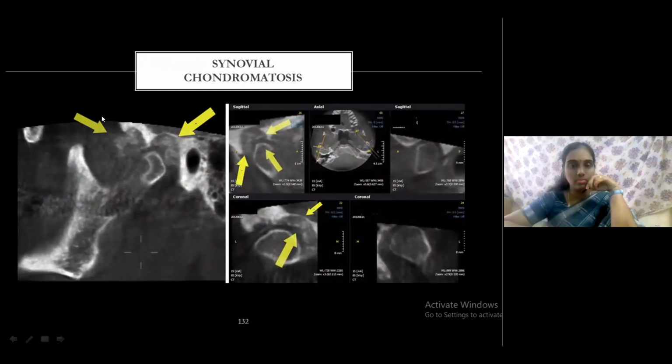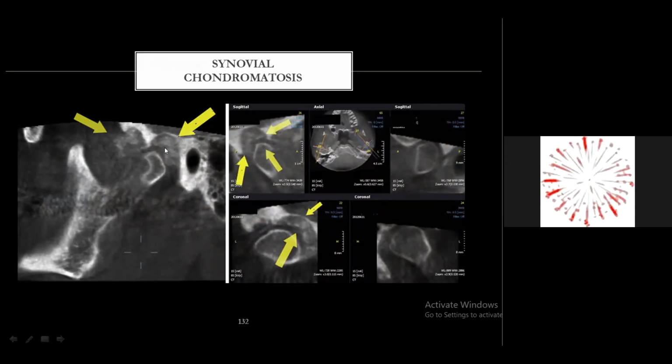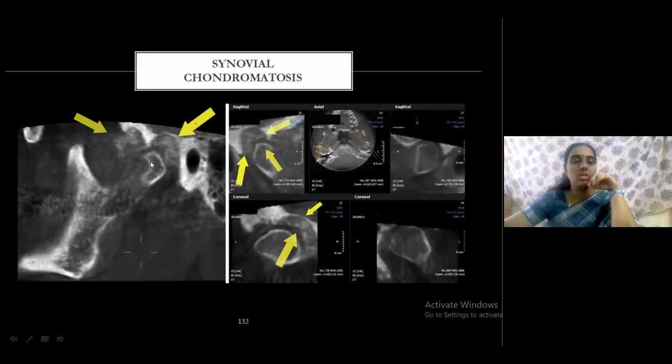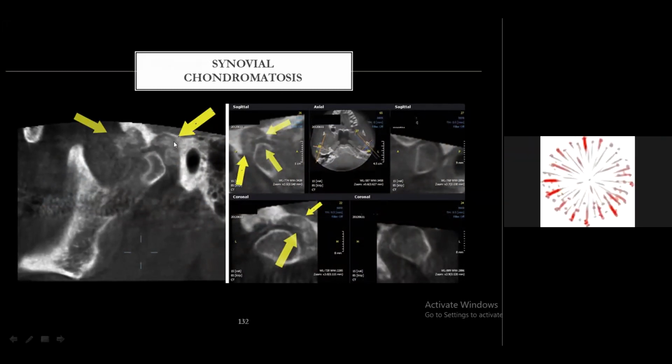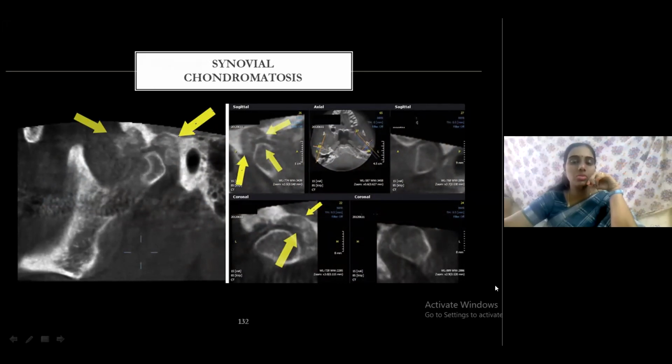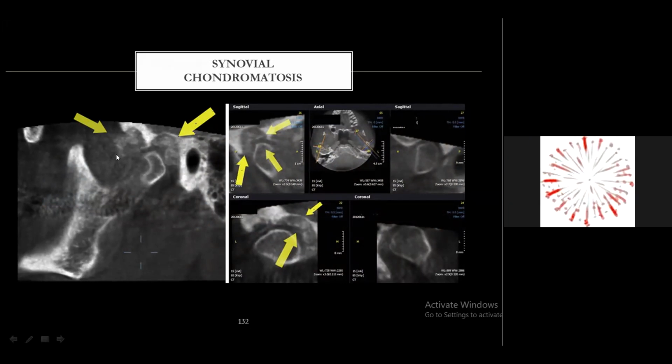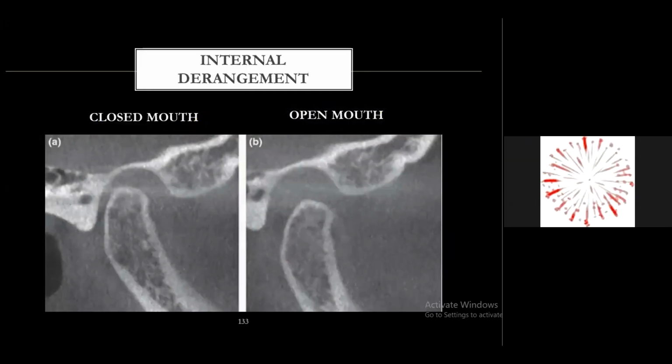This is a case of synovial chondromatosis. There are some radiopacities in the articular space here. So that has caused the condyle to move downwards and forwards. So all these are osseous changes. Whatever I showed now are osseous changes, which will be very clearly seen with the help of CBCT.